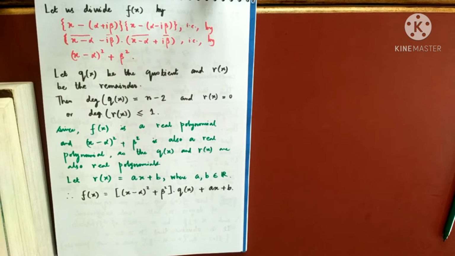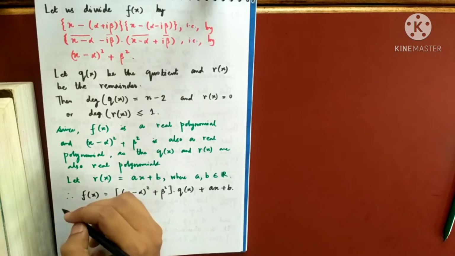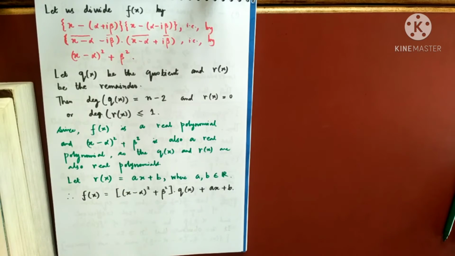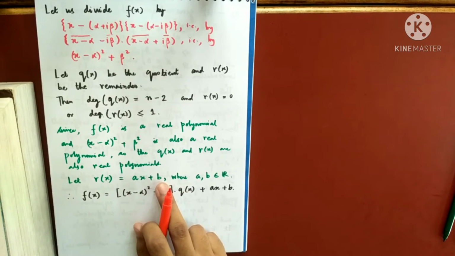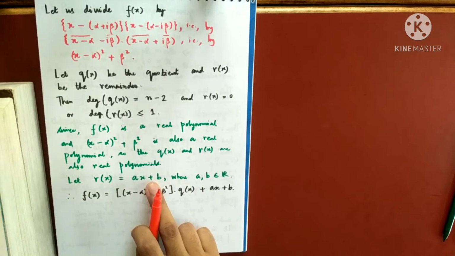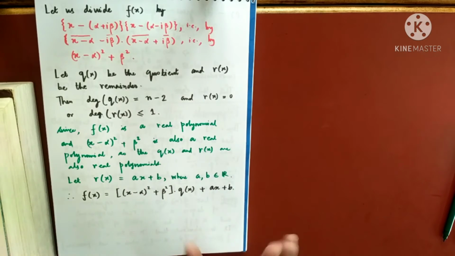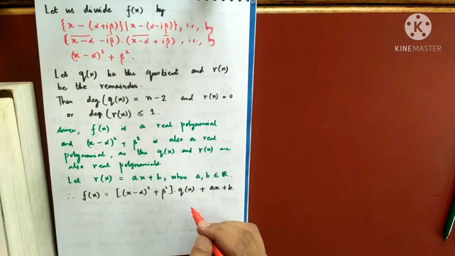Now let's use the fact that alpha plus i beta is a root. We haven't used that fact yet. Remember, my task is to find the values of a and b. I'll prove that both a and b are 0, so this remainder will be 0. Let's see how that will help us.